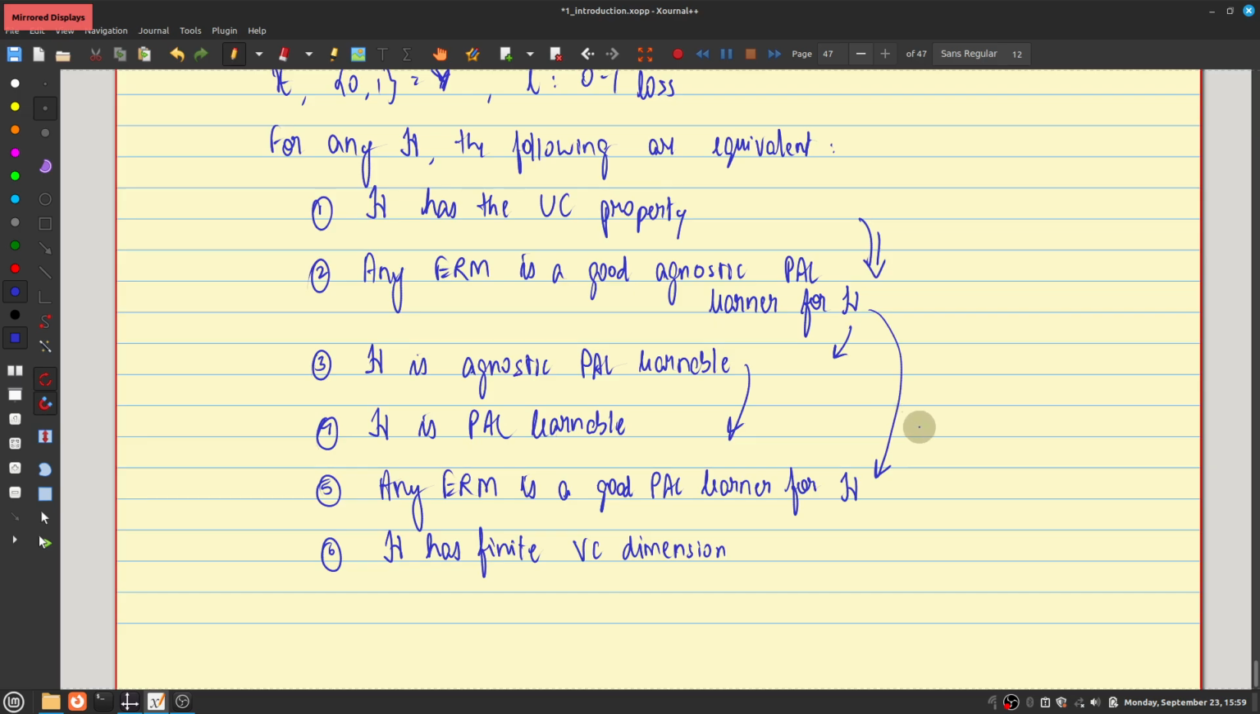So this is also clear. So if we are able to show that 6 implies 1, then we are done. Right? It means that all of them are equivalent to each other, just by a circular relationship. So VC dimension is what ties all of these together.